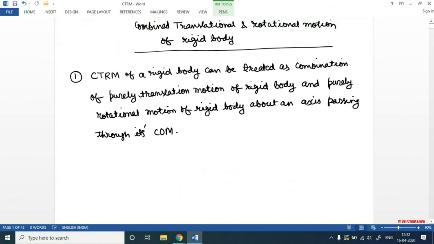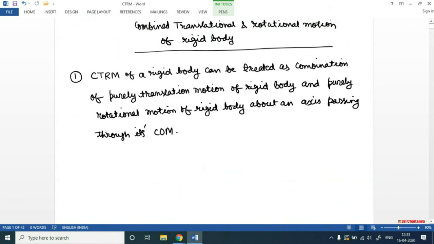In case of purely translational motion, each and every point on the rigid body will be moving with the same velocity, equal to the velocity of the center of mass. We are well aware of how to write the expressions for kinetic energy, angular momentum, and linear momentum in the case of purely translational motion. Similarly, we have studied how to treat purely rotational motion of a rigid body about a fixed axis, and we know how to write the kinetic energy and angular momentum for that rigid body.